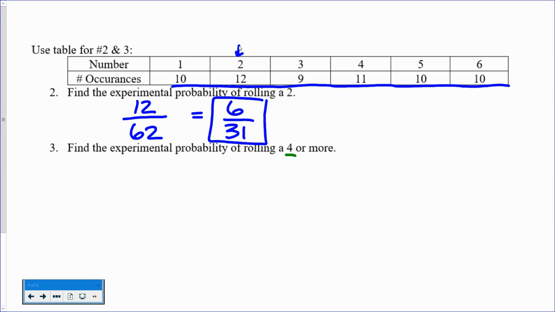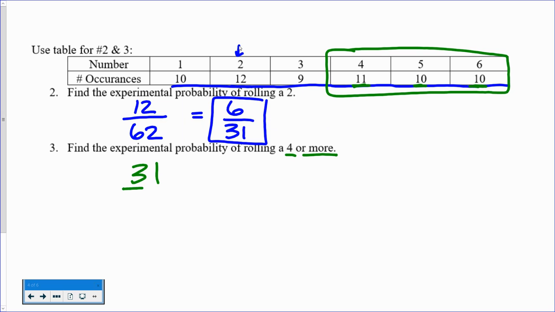So we can roll a 4, or we could roll anything higher, which would be a 5 or a 6. So we're in this section right here. So how many options do we have? I got to add 11 and 10 for 21. So 31 options, and there were 62 trials. And so I can divide both the top and bottom by 31. So 1 out of 2. Or yes, that means 50%.